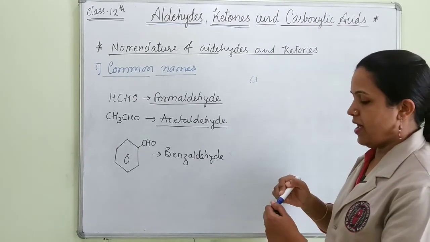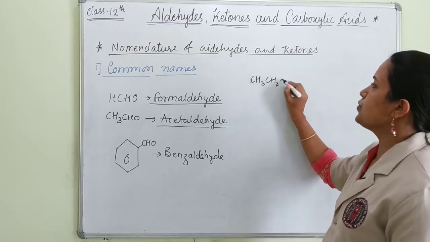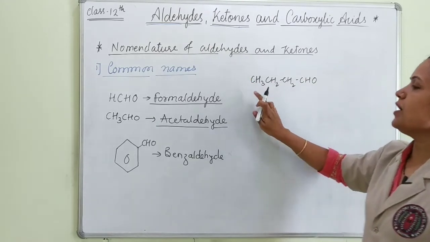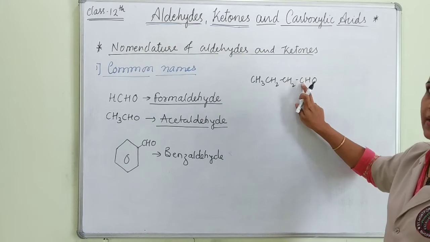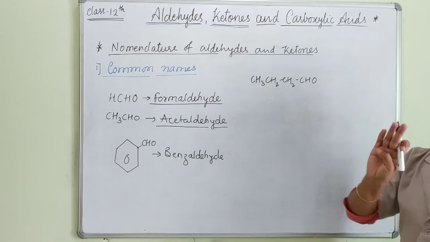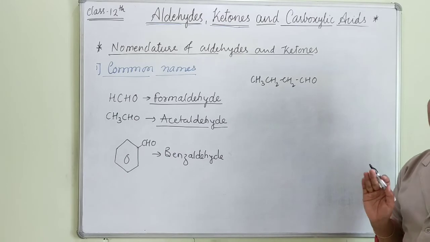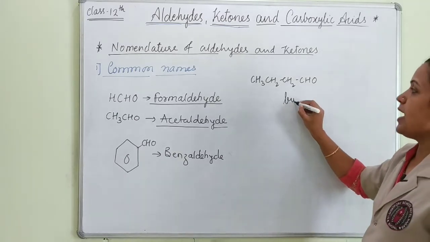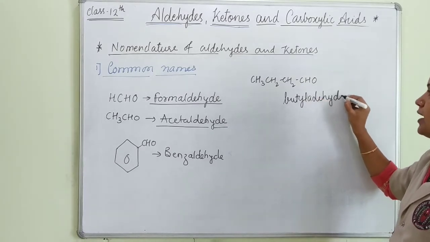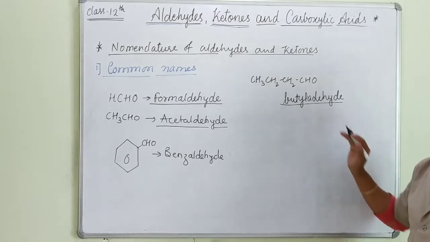Now here if I have CH3, CH2, CHO, in this we have 1, 2, 3, 4 carbon atoms, and as we have studied, this carbon atom also we need to include in the long chain. It means 4 carbon atoms are there, and the parent for 4 carbon atoms is butane. So we will say it as butyraldehyde. It is known as butyraldehyde, propionaldehyde, valeraldehyde. In this way we are writing.